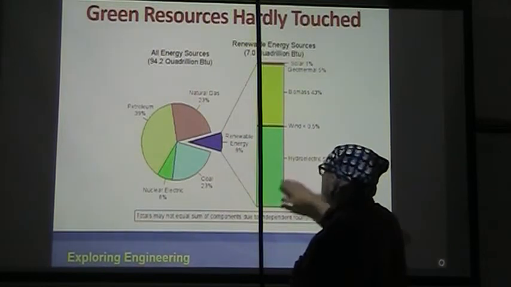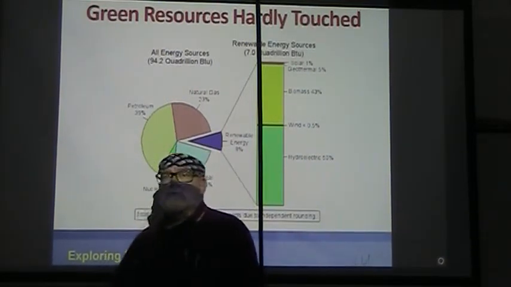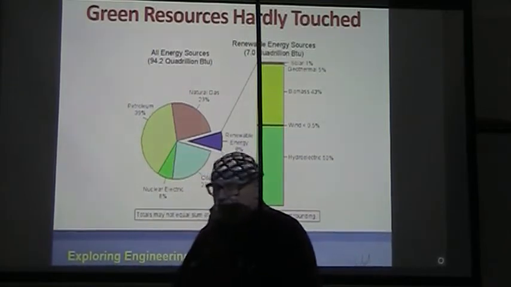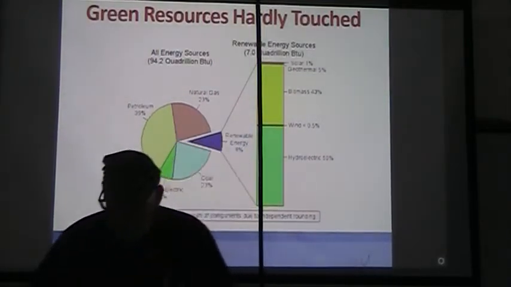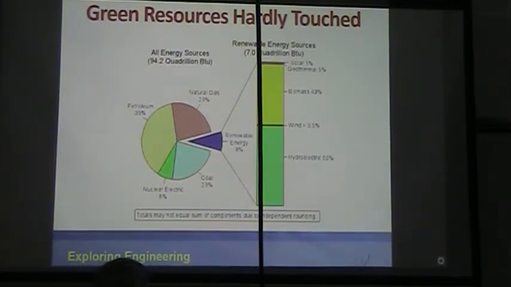And hydroelectric at 50%. When they began pursuing the electrification of America in the 1920s, one of the things they did was start damming up pretty much any moving body of water they could, and having that produce electricity then.